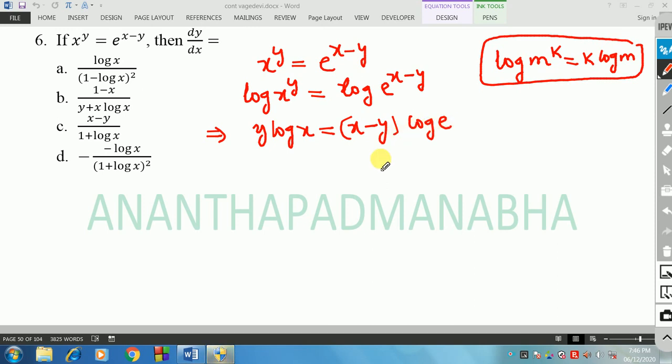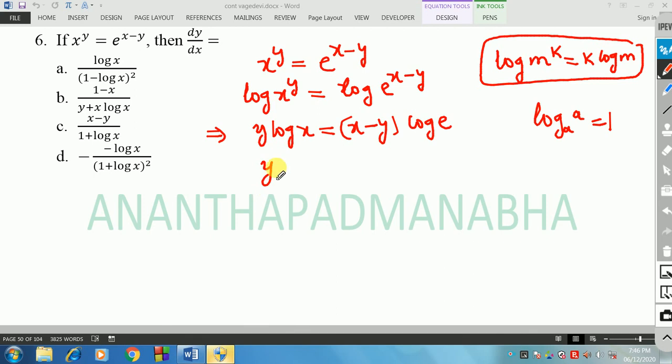y log x is equal to x minus y into log e. So we know that log e is 1. Logarithm of any number to its own base is 1. Here log e, if nothing is mentioned, we will take the base as e. So log e is equal to 1.